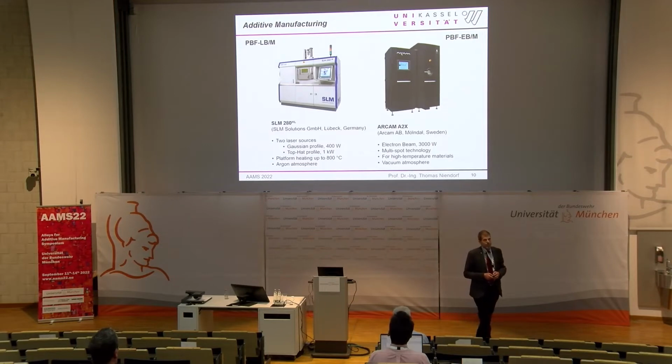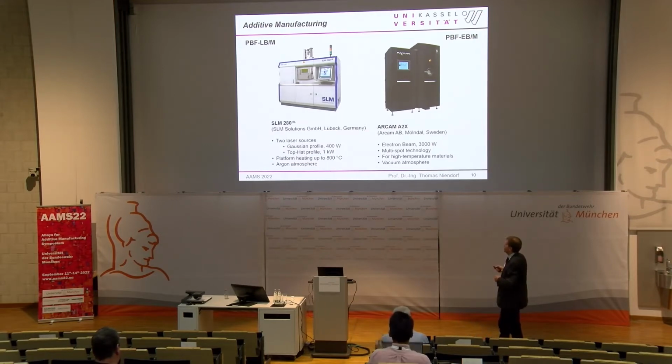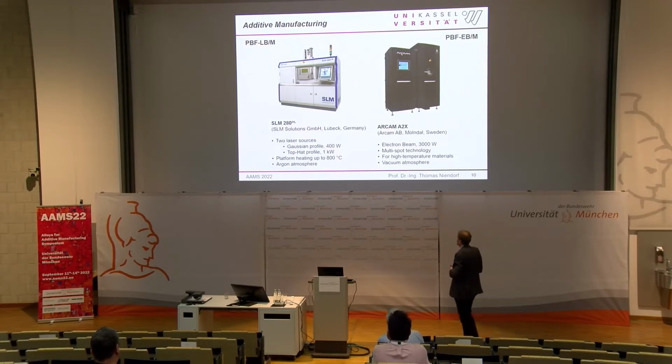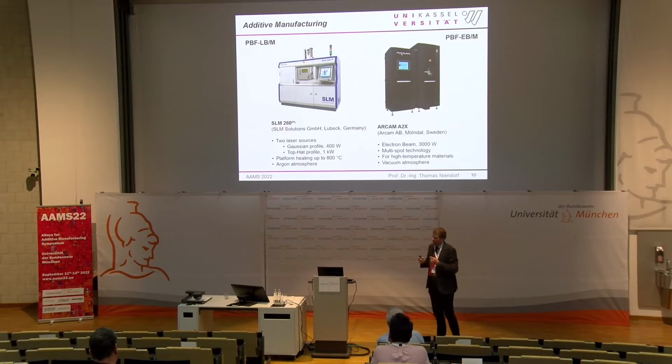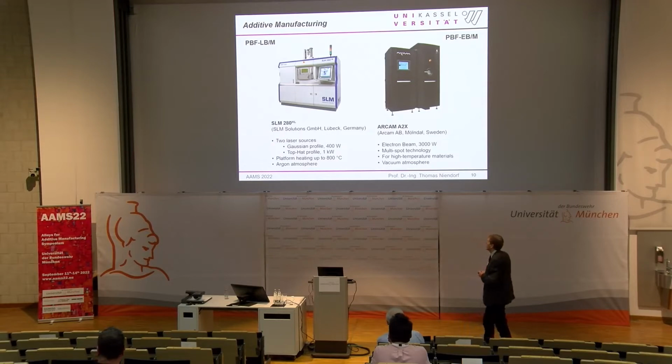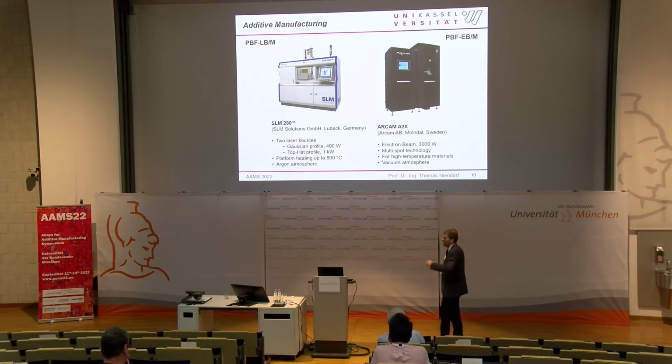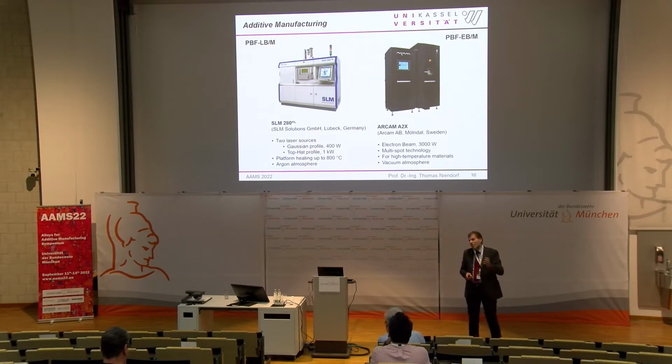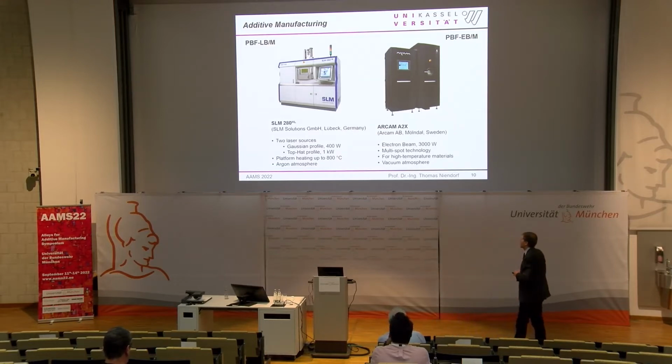So we have in the same machine a 400 watt laser with a Gaussian profile and a top hat laser with a kilowatt maximum power that can be just switched during processing. And this is a degree of freedom not many machines have at that point. We have the platform heating up to 800 degrees C. Julia Richter yesterday already showed we built quite a lot of structures at those very high temperatures. It's not exactly 800, so we go up to 780 degrees C.